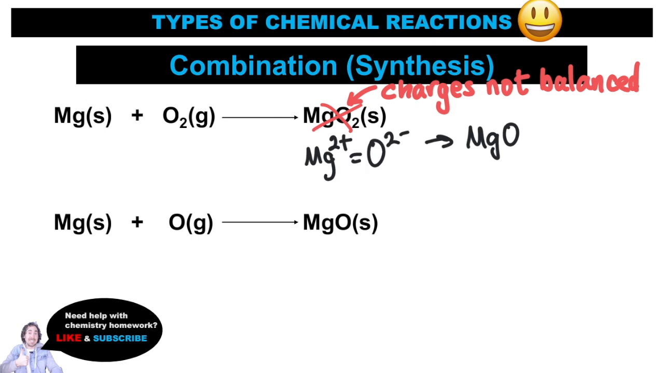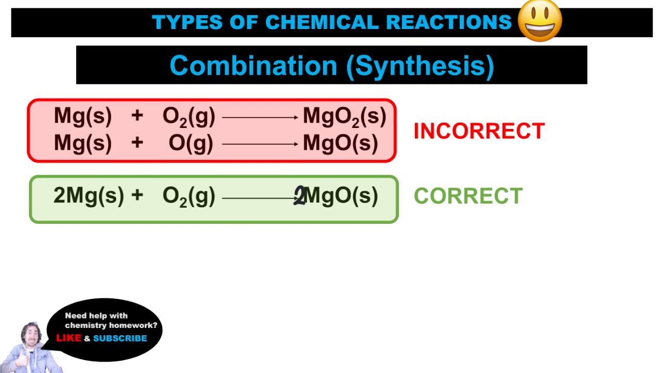In the second incorrect answer, the student predicted the correct product but did not remember that oxygen is a diatomic molecule. So when oxygen is in its elemental form, it should be O2, not just O. The correct synthesis reaction is this. Notice that to make sure the equation follows the law of conservation of mass, coefficients are added to double the Mg and MgO so it matches the diatomic oxygen.